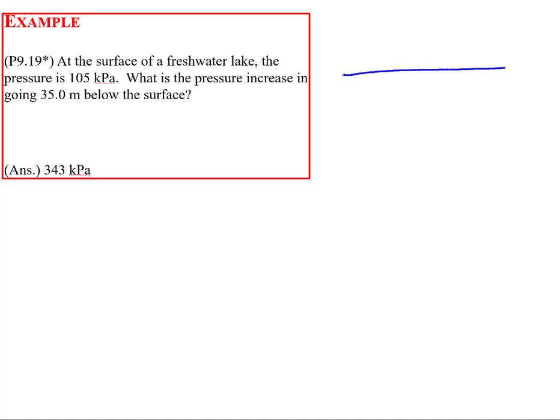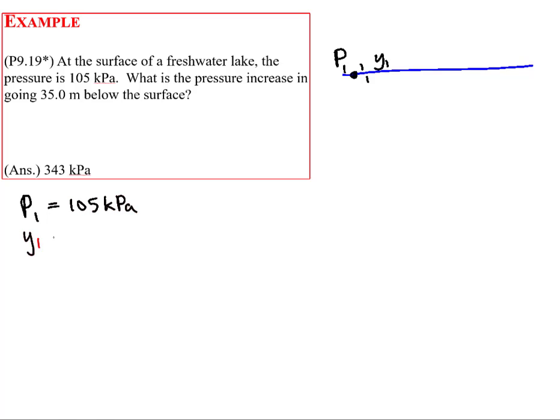So let's start off depicting the surface of the lake and a couple of points. Now they give us the pressure at the surface of the lake, so this will be our reference point. I'll label this reference point, point 1. And at this reference point, we know the pressure and we know the height. So I will say the pressure at point 1 is 105 kilopascals. The height at point 1, being the surface of our lake, is at 0 meters.